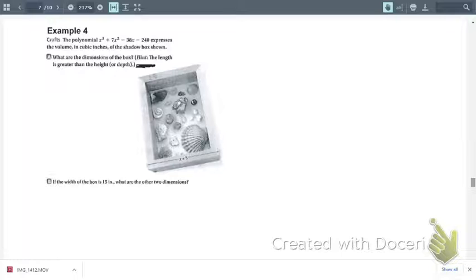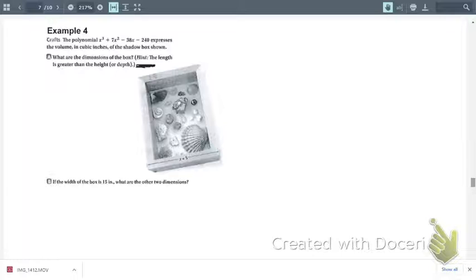For example problem number 4, it says the polynomial x cubed plus 7x squared minus 38x minus 240 expresses the volume in cubic inches of the shadow box shown. Part A, what are the dimensions of the box? Hint, the length is greater than the height or the depth.